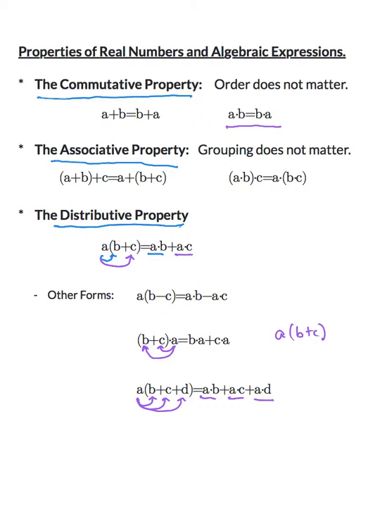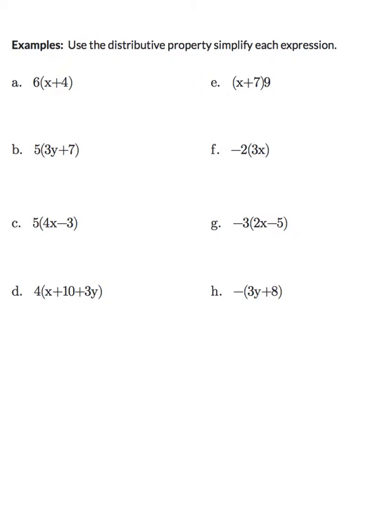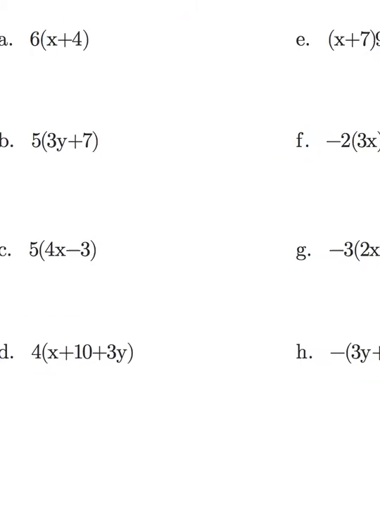This is one where the distributive property is extremely important when we talk about simplifying expressions. When we talked about order of operations, we always talked about simplifying inside the parentheses before you multiply. But when we start talking about algebraic expressions, that may not be possible. And so we will want to be able to use the distributive property. So let's look at the following examples and see what we can do.